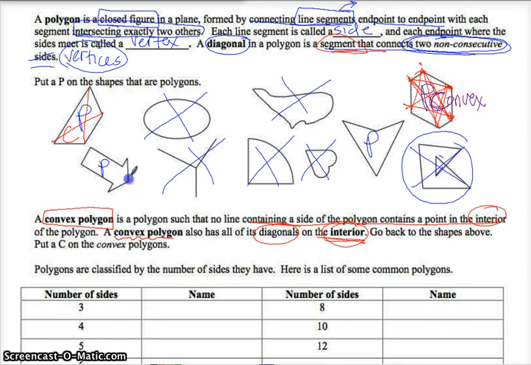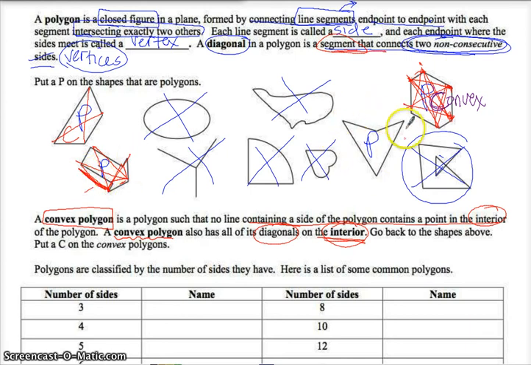Look at this one. If I start here, this is non-consecutive, non-consecutive, non-consecutive, non-consecutive. Those are all on the inside. But then we start here. Here's consecutive and here's consecutive. So non-consecutive would go here to here, here to here, here to here, here to here. So here, this is on the outside. So this is not convex.